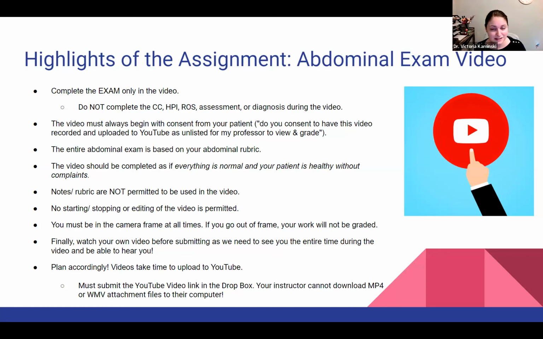Even if that's not the case, please go ahead and instruct your patient prior to filming your video that this is going to be a normal exam for the purposes of this video. Notes and rubrics are not permitted for use during the video. There is no starting, stopping, or editing, which is the same for every video throughout the course. You must be in the camera frame at all times, so please make sure that you have your video or your recording device in an area where we have a wide frame of view.